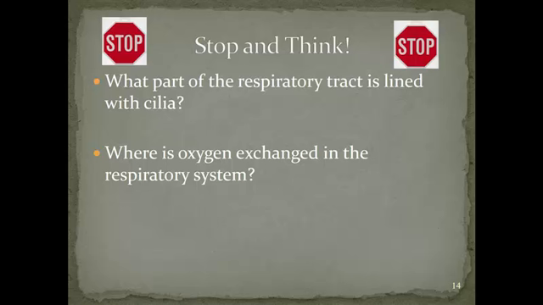What part of the respiratory tract is lined with cilia? The nasal cavity, the pharynx, and the trachea, and a little bit into the primary and secondary bronchi. Oxygen is exchanged, however, only at the alveoli level.